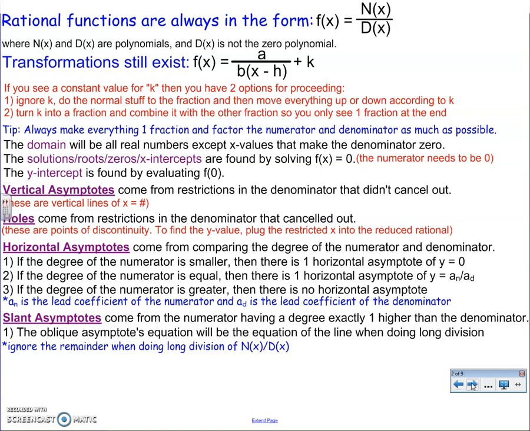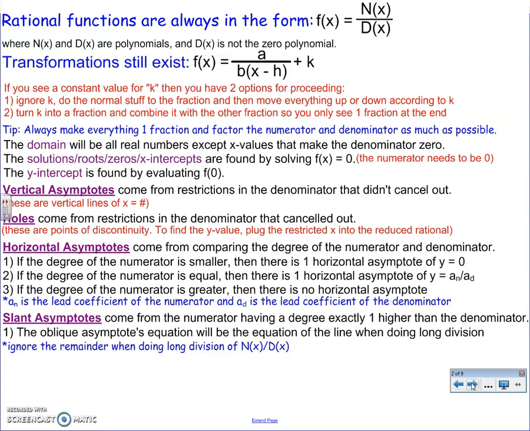Rational functions are always in the form f of x equals n of x divided by d of x, where n of x and d of x are polynomials. N of x stands for numerator in terms of x, and d of x stands for denominator in terms of x. Also note that d of x is not the zero polynomial, because we cannot divide by zero.